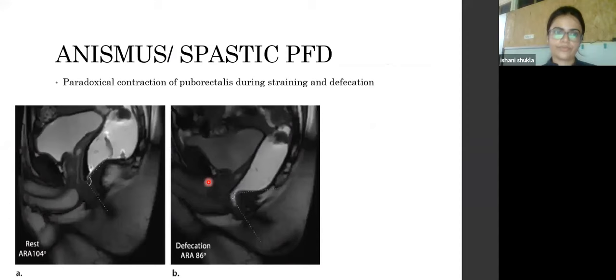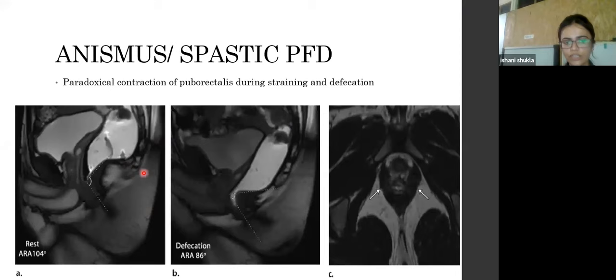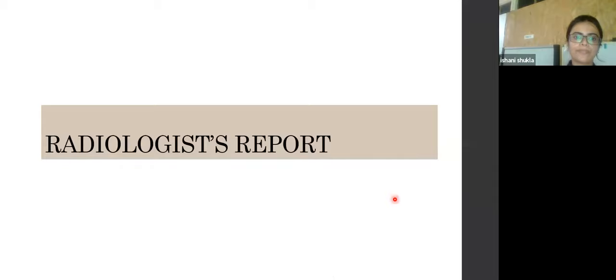Coming to anismus or spastic pelvic floor disorder, this is a paradoxical contraction of the puborectalis, which was already mentioned in the earlier presentation. It occurs during straining and defecation. So dynamic MR is a good method to see anismus, because normally the angle should decrease to an acute angle during the defecation phase, but here, as we see, the angle has not decreased due to the persistent contraction of the puborectalis muscle. And in the axial T2-weighted MR image, we see that the muscle is thickened and contracted during the active phase.